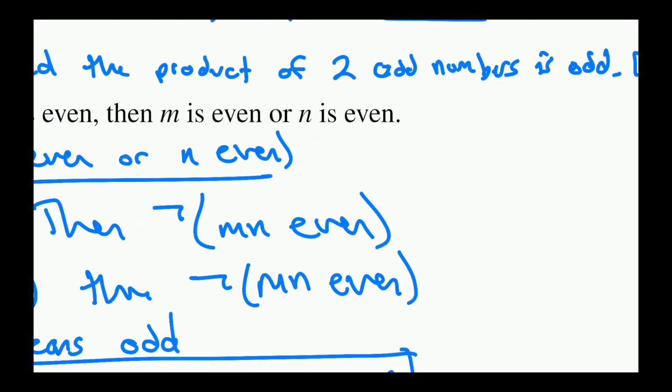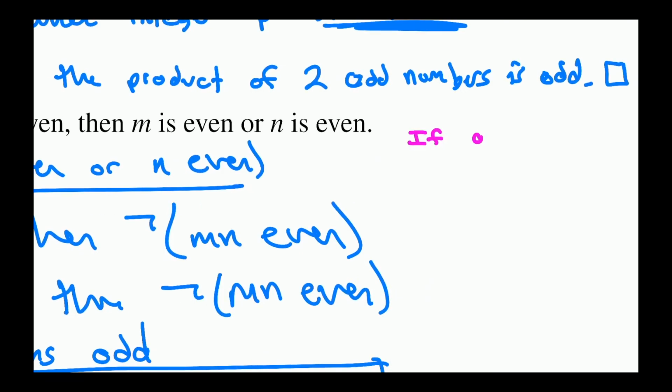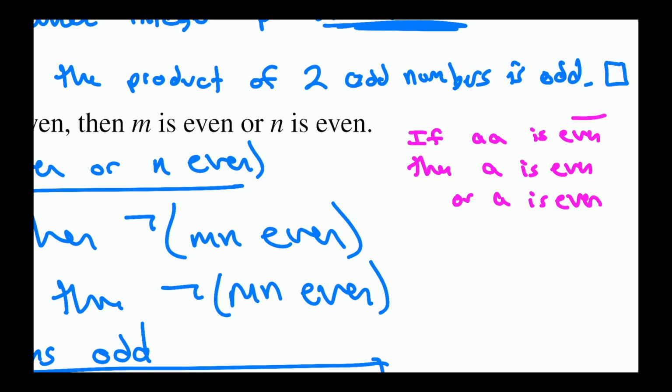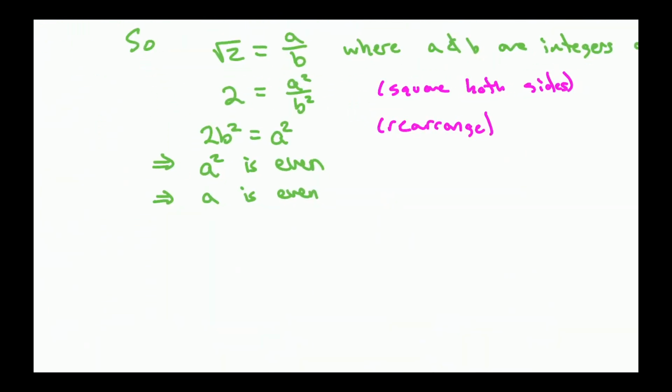That means we actually proved this. What if instead of m and n, we used a and a? So we actually proved if aa is even, then a is even or a is even, right? If you replace the m and the n both with a's. But of course, this is a squared. So if a squared is even, a is even or a is even. So a is even. So actually we did prove this. So actually this step here we proved by example three, this is true. Wow. By example three. Awesome. Okay.